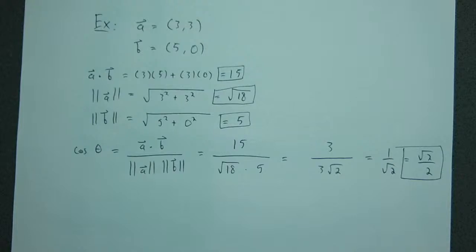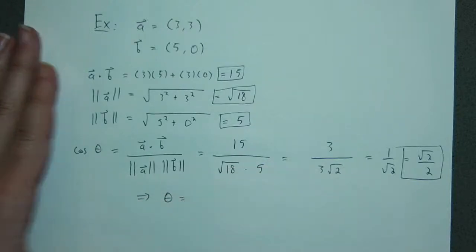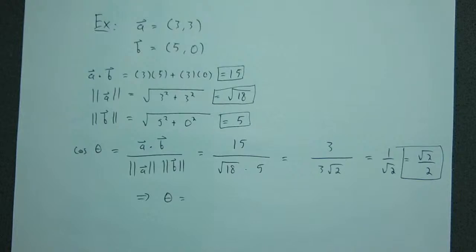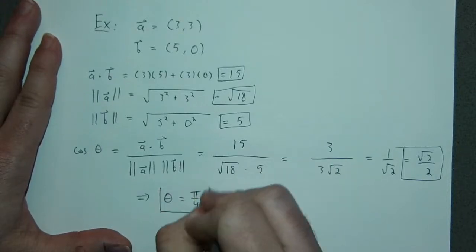So what is theta? Remember, when you have trig equations, you might normally have to think about what quadrant you're in, but here you're talking about two vectors and the angle between them. So clearly you're picking the smallest positive one. This is pi over 4.